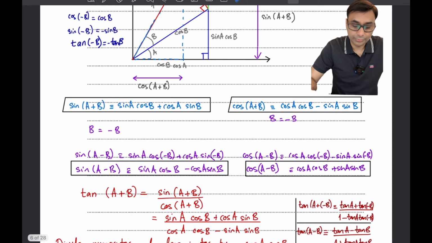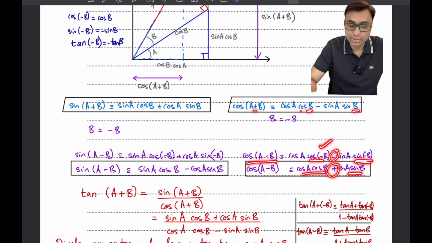Similarly, if I need the formula for cos a minus b, in this formula, everywhere I have b, I'm going to replace that with minus b. So this becomes cos a minus b, this becomes cos of minus b, and this becomes sine of minus b. Cos of minus b becomes positive, and sine of minus b becomes negative, and negative negative becomes positive. So that's how I get the formula for cos of a minus b.